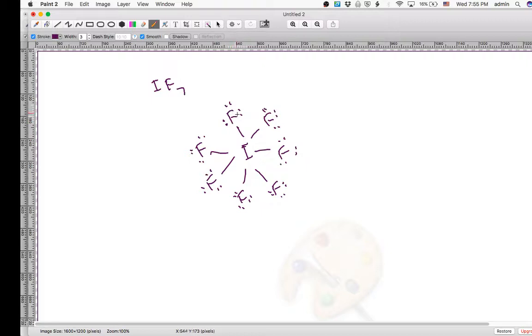Now how many dots are there? Each F has 6 dots, and there are 7 Fs, so that's 42 dots, plus how many lines have I got? Each line is 2 electrons. There are 7 lines, so plus 14, that equals 56. It's 56 electrons, but how many electrons do I need? Well, this I has 7 valence electrons, plus these Fs, they also have 7 valence electrons each. So this is going to be 49 plus 7, which is 56. All right, so this is the correct structure.